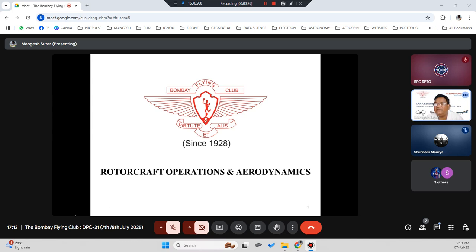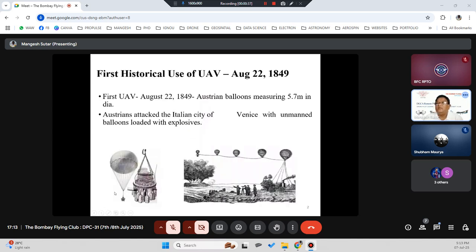We are already at 5:15, so 45 minutes are there. We can complete the topic. Okay, so just a couple of small slides on a history perspective, since we are doing rotorcraft aerodynamics. And so, do you know when the first UAV was used or introduced?